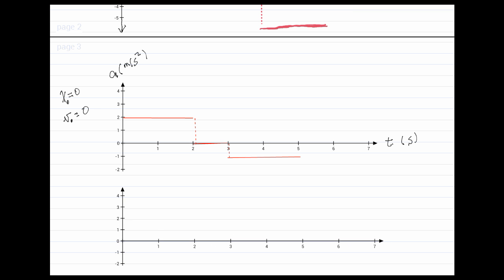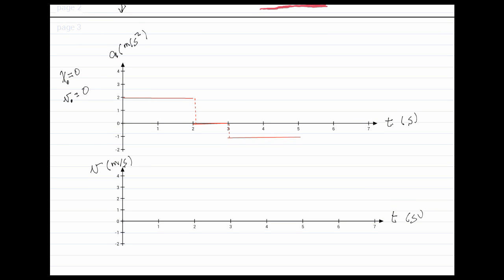There we go. And we'll label this. Always label your axes, by the way. So this is our velocity axis, which is meters per second. And we have time in seconds down here.